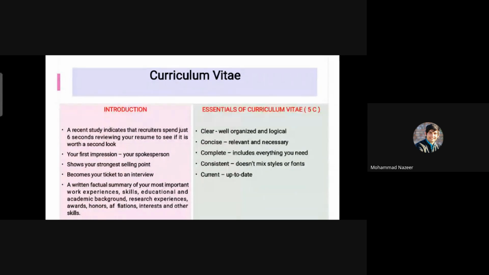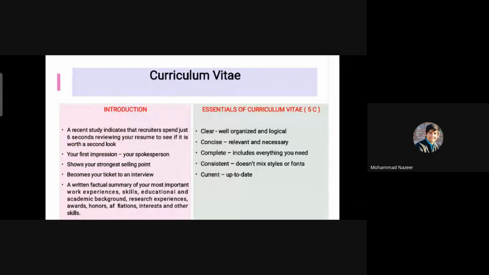So I was talking about the 5 C's. What are the 5 C's? One, it should be clear. Second, it should be concise. Third, it should be complete. Fourth, it should be consistent. And fifth, it should be current. Where we talk about clear, it should be very well organized and your CV should be logical.